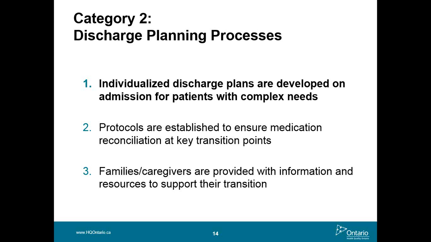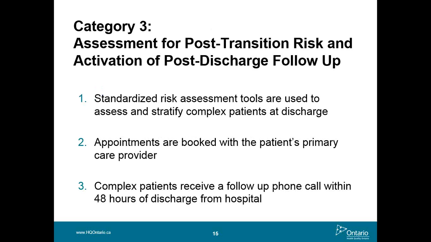Category 2 includes individualized discharge plans being developed on admission for patients with complex needs, where protocols are established to ensure medication reconciliation at key transition points, and for families and caregivers being provided with information and resources to support their transition. And finally, Category 3 being the assessment for post-transition risk and activation of post-discharge follow-up, which includes standardized risk assessment tools being used, where appointments are booked with the patient's primary care provider, and where complex patients receive a follow-up phone call within 48 hours of discharge from hospital.